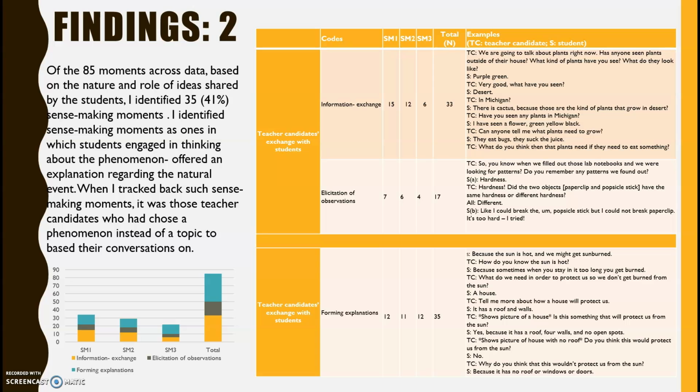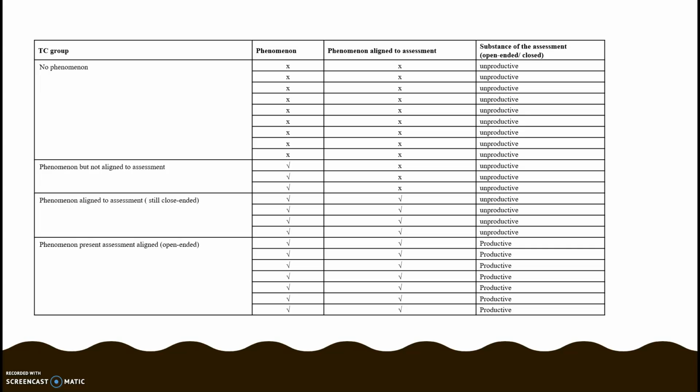And we identified 35 sense making movements within these three sense making talks, which is SM1, SM2, and SM3. And when we backtracked these 35 sense making movements again, we saw that these 35 sense making movements happened in the case of teacher candidates who did use science phenomena as a basis to begin their unit.